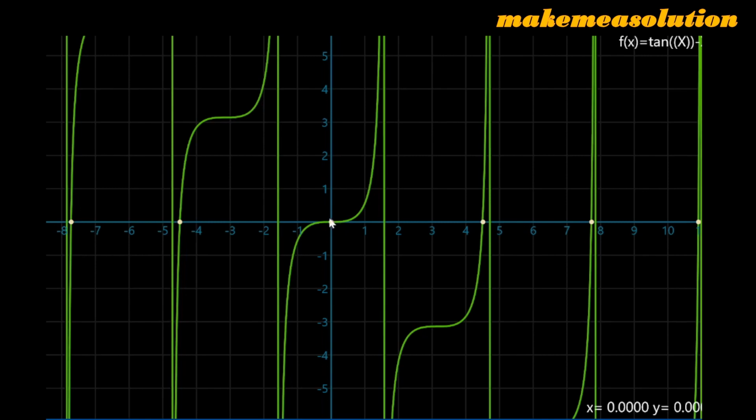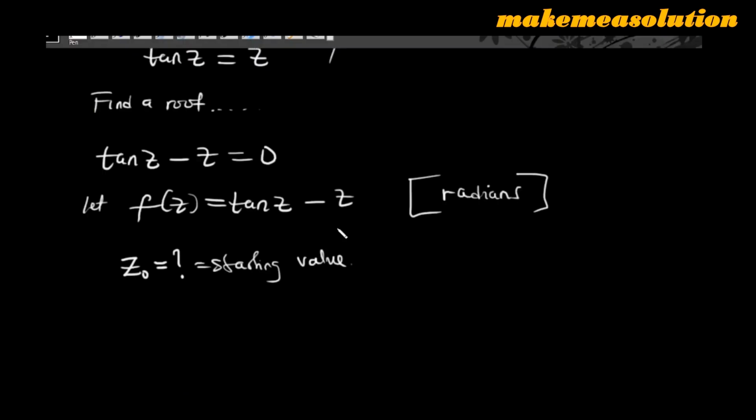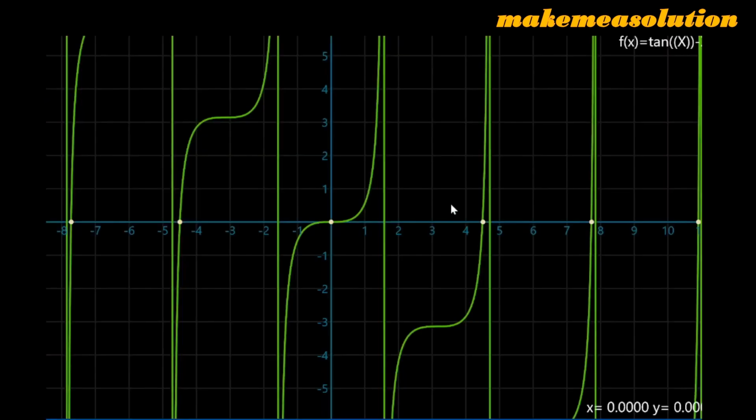So for now, I'm going to avoid calculations around this point 0, because everybody knows that 0 is obviously a root of this particular function. Even without calculating, you can calculate it analytically. Tan 0 minus 0 is going to give you 0. Okay, so 0 is a possible root. Tan 0 is 0 even in radians, then minus the point 0. 0 minus 0 is 0. So 0 is the possible root.